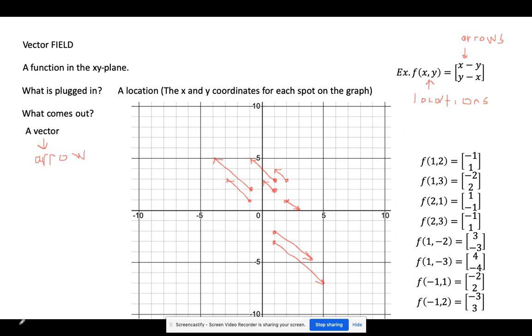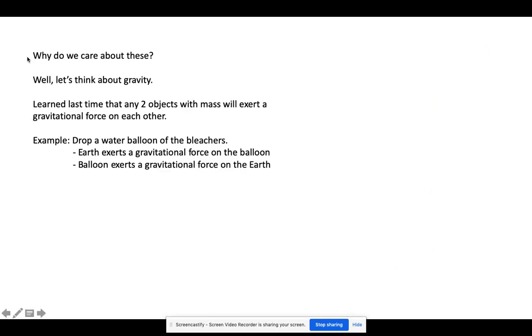So how does that relate to physics? Why do we care about this? Well, let's think about gravity. We learned last time that any two objects with mass will exert a gravitational force on each other. So you and the computer sitting in front of you have gravity between you. The computer is pulling you towards it, and you're pulling the computer towards you.